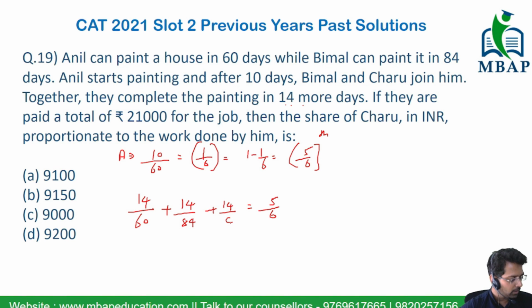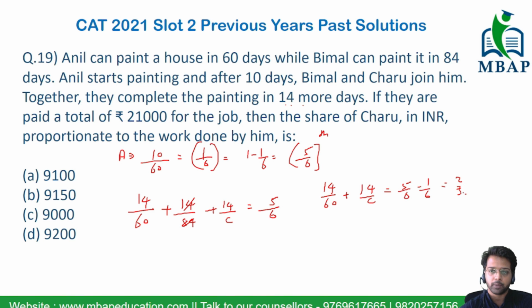Will be how much? This will be 5/6 of the total work. So 14 upon 84 is nothing but 1/6. So we can say 14 upon 60 plus 14 upon C will be equal to 5/6 minus 1/6, which will be 4/6, which will be equal to 2/3.